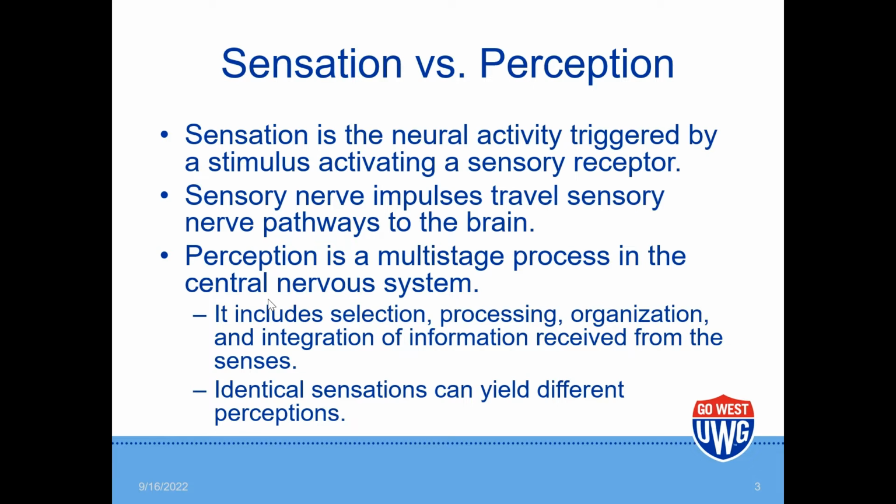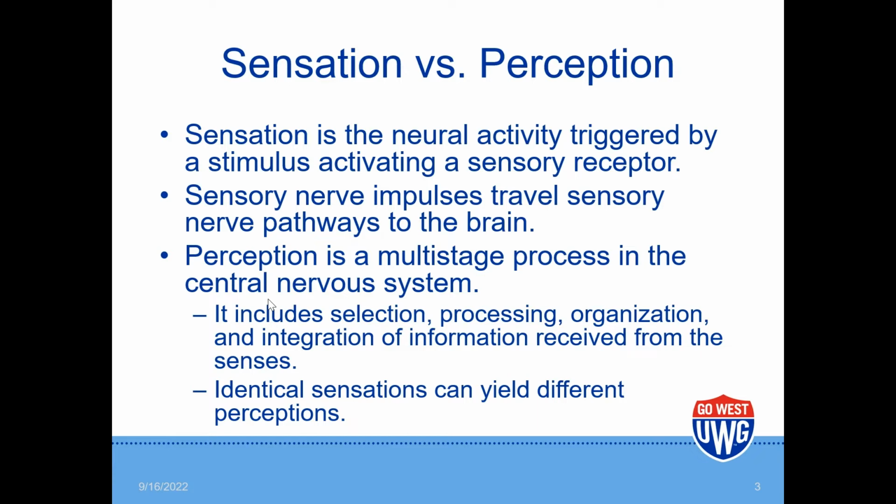Perception, on the other hand, is a multi-stage process with the central nervous system. The perception is going to include the selection of certain information, the processing, the organization of that information, and integrating that from what we receive from our senses. And so, what really happens is sensation is just the general what's happening. You're being touched, or you feel something warm, or you feel like you're moving an object in space. And perception allows you to take those different sensory inputs and put them together to put a picture of what's actually going on. So our perception of what we think is going on.